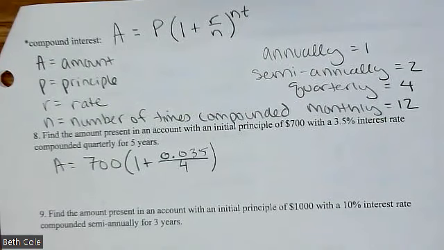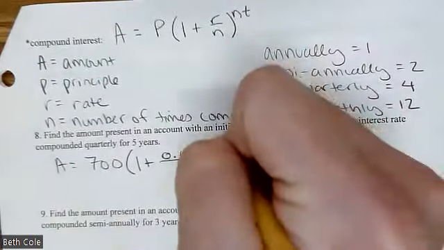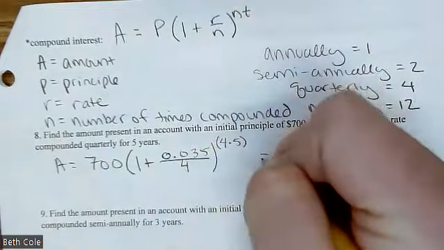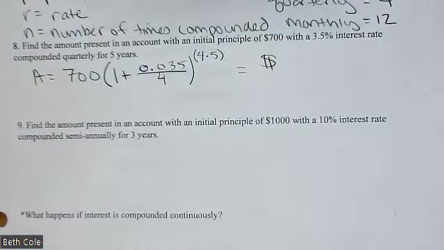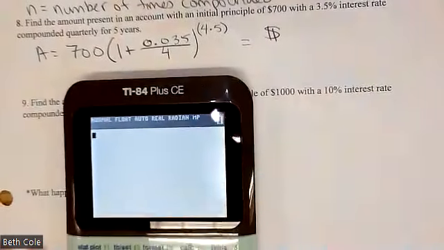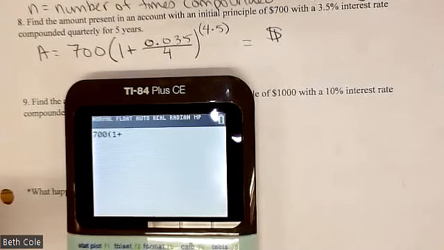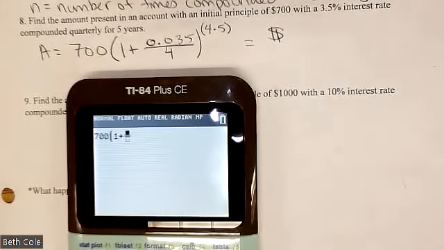So anyway, to the nth power. We said N was 4. And T is, how long are we leaving the money in there? 5 years. Everybody, go ahead and slap that in your calculator. Put a $ sign for cash money. And you will get your answer. Now, you should get something slightly more than 700. Does that make sense? If you start with $700 and you compound interest, you gain some interest, so you should get something slightly more than 700.